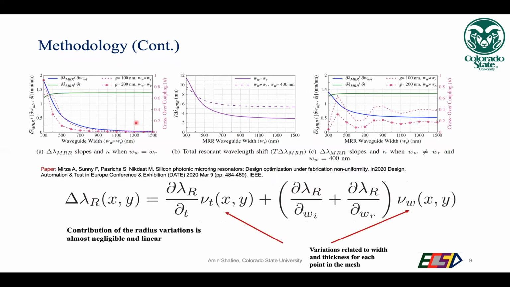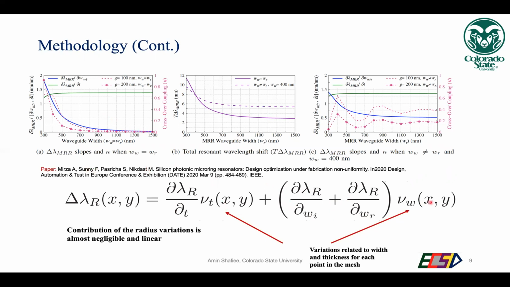For calculating the shift in the resonance wavelengths in each mesh grid point, which can be represented by X and Y coordinates, we have to take into account the variations due to thickness and width, and the slopes of the change in the resonance wavelength with respect to the width of the input waveguide, ring, and thickness. The values of the slopes can be read from these plots, which have been taken from this paper.